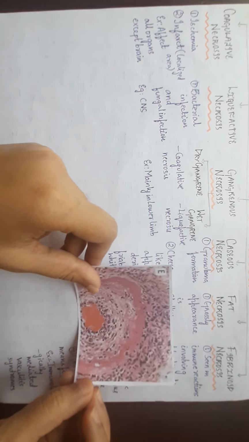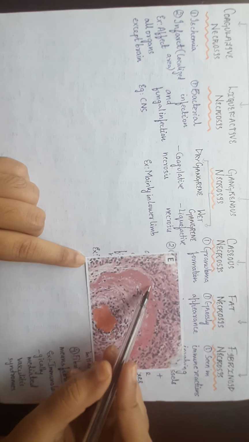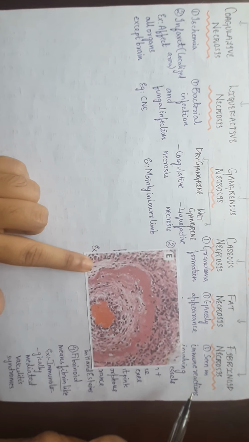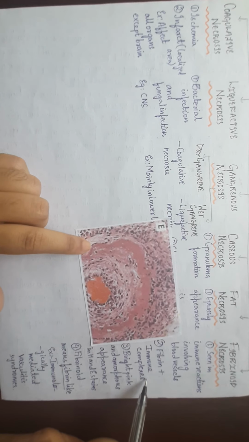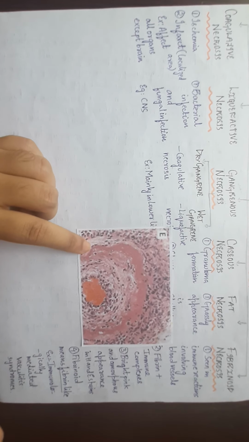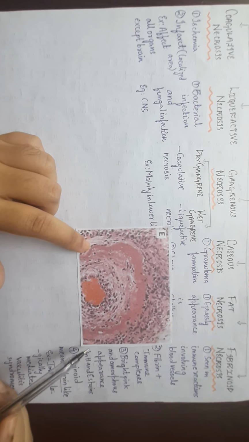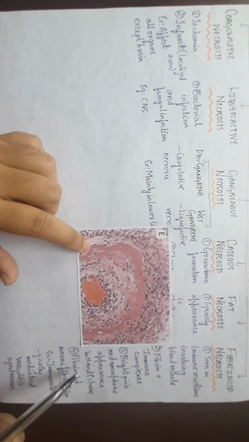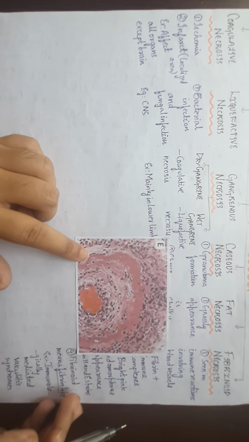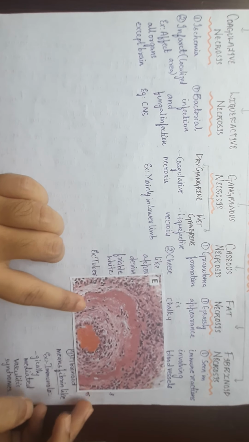So in this image you can see there will be deposition of the fibrin along with the immune complexes, and this will give the appearance of bright pink and amorphous material because of the hematoxylin and eosin stain. So this is about fibrinoid necrosis.